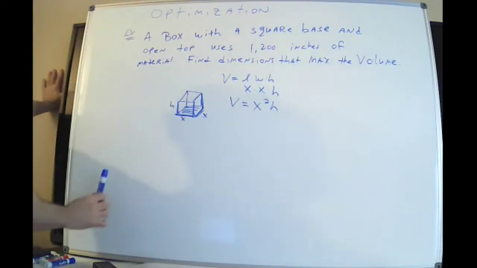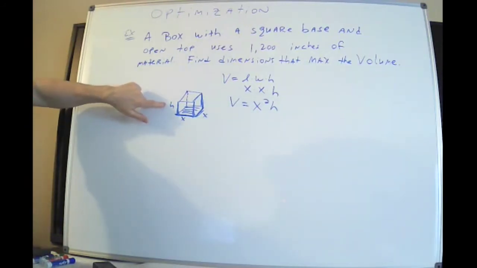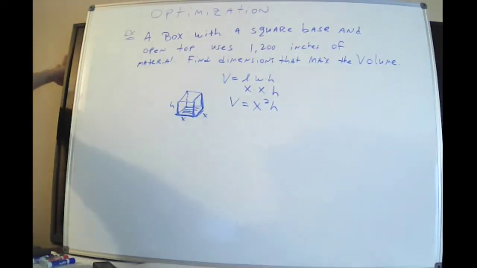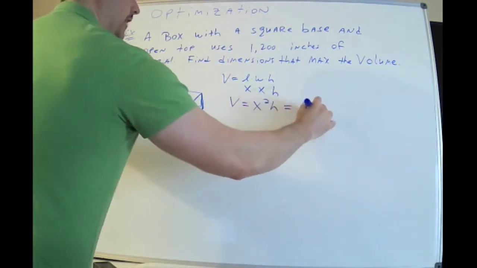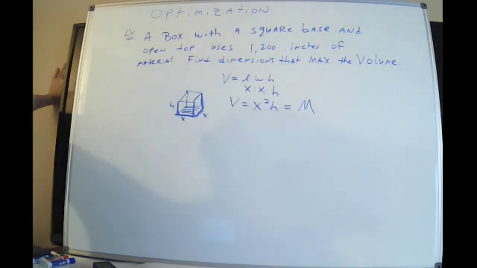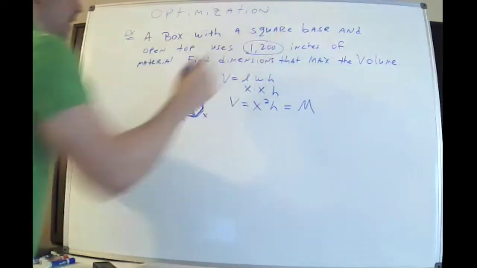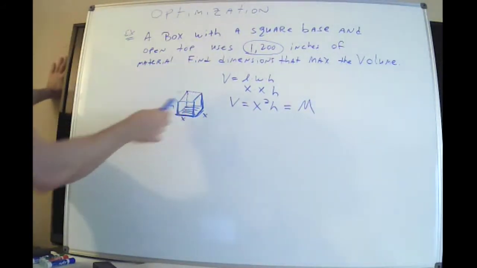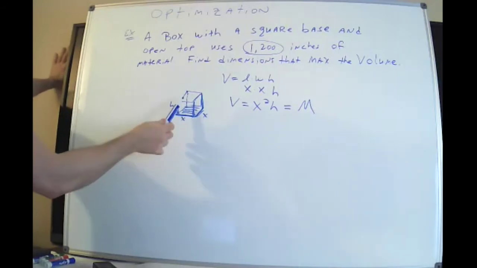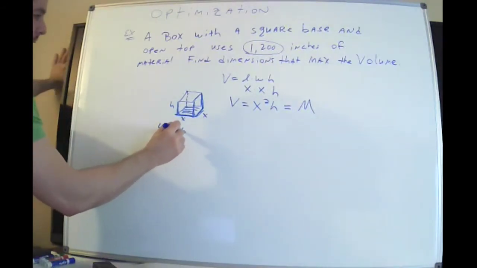The base is x times x, and then the height is h. I don't know what else to call it. You have to call it h for height. Now, this is my max equation. I am trying to maximize the volume. The problem is I need one more equation. I have to figure out what to do with this 1,200. Now, the amount of material you have to build the box is creating all of the sides. You have four sides, and you have a bottom.